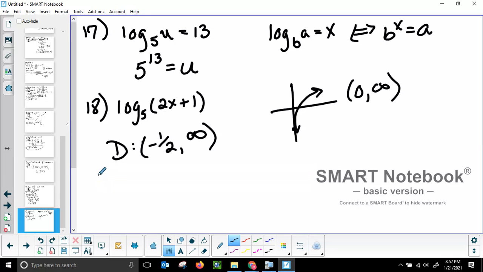All right, 19. Evaluate log base 2 of 52. Well, this would have to be on a calculator portion because 52 is not a nice neat power of 2. So you could just plug this right into your calculator.